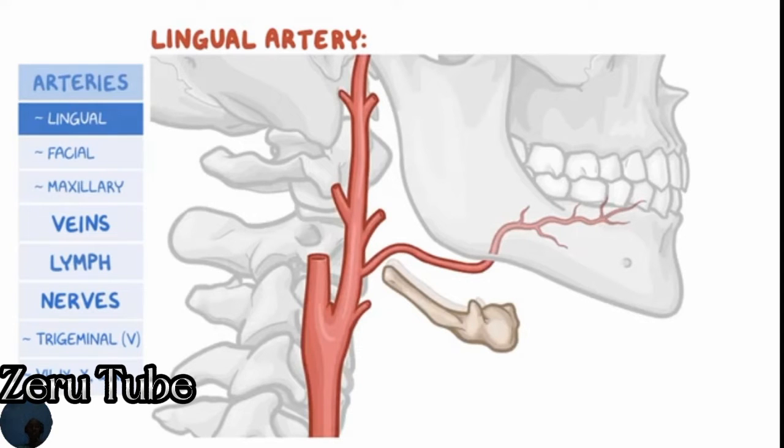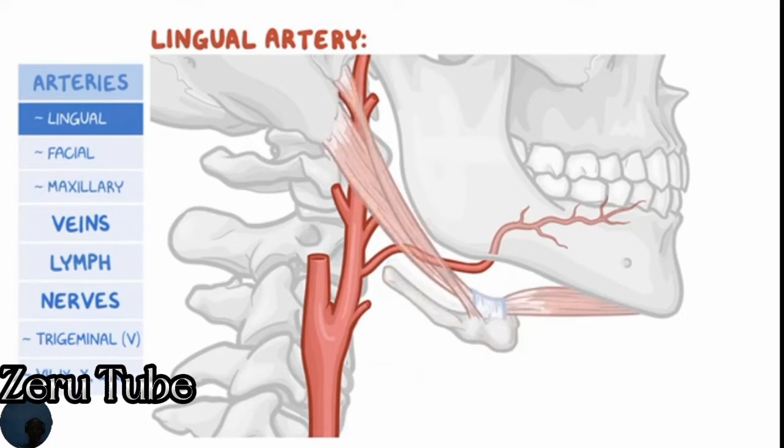This is the lingual artery. The lingual artery is mainly branched from the external carotid artery at the greater horn of the hyoid bone. At the level of the greater horn of the hyoid bone, the lingual artery is branched from the external carotid artery. If you find the greater horn of the hyoid bone, you can find the branch of the external carotid artery, which is the lingual artery.